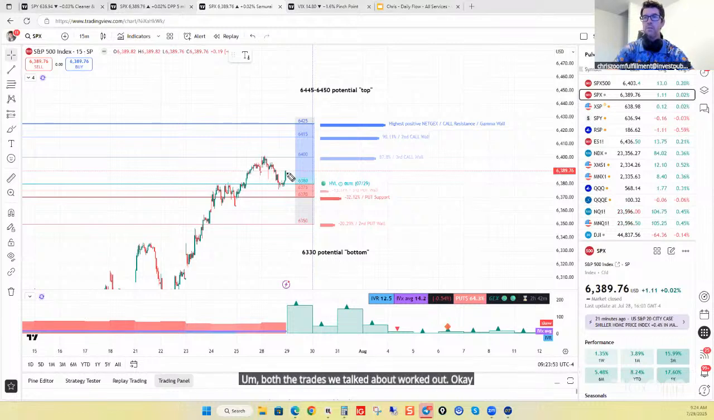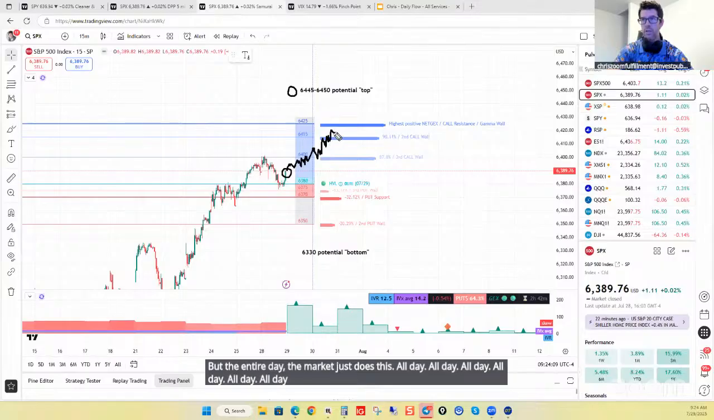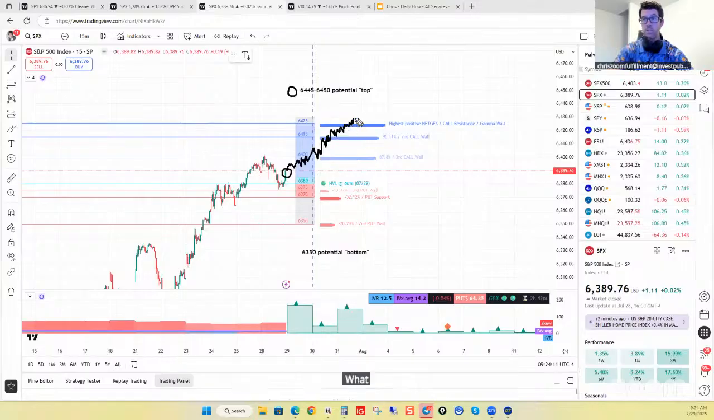So if I sold the call here and bought a call here, but the entire day the market just does this all day, what happens towards the end of the day is there's no time in the trade to really adjust or fix or hedge.